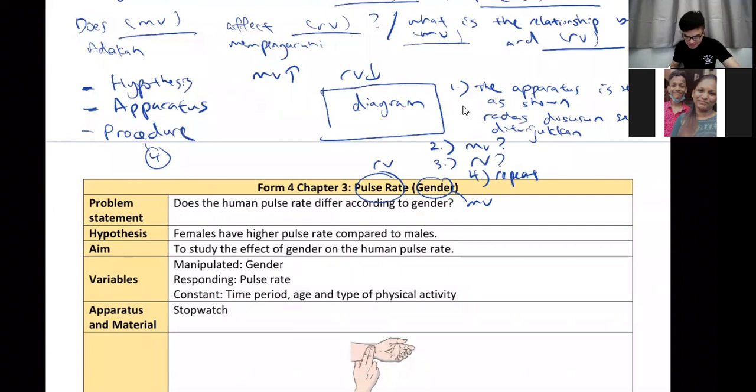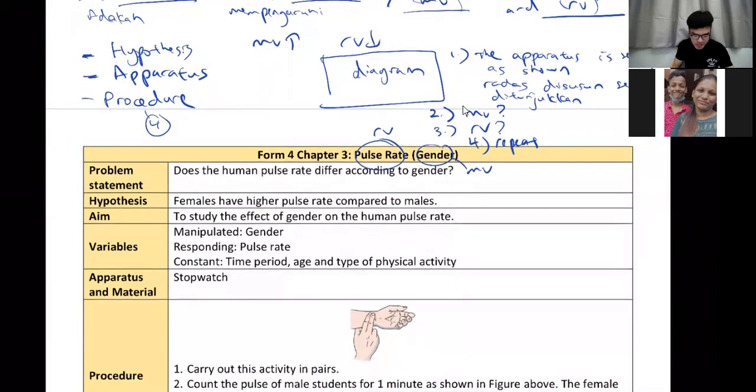You might say, sir, why is theirs different? Why is it not? Does gender affect pulse rate? This is from a textbook. You are not a textbook. Sometimes things from the textbook, you don't copy bulat because they will write something very official, very fancy. Do you need to? No. You are a student, you are just there to score. Do you need to write, ooh, does human pulse rate differ according to gender? How is it different from mine? Does gender affect pulse rate? Is it not good enough? So in the textbook, they will write it in a more fancy way, but it's the same.